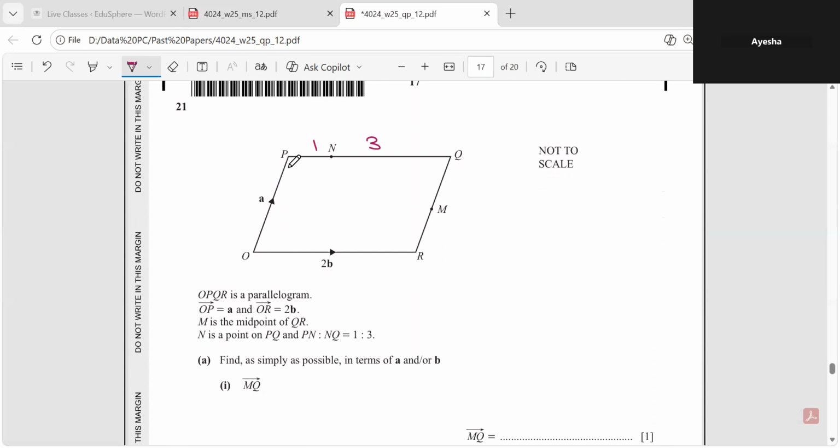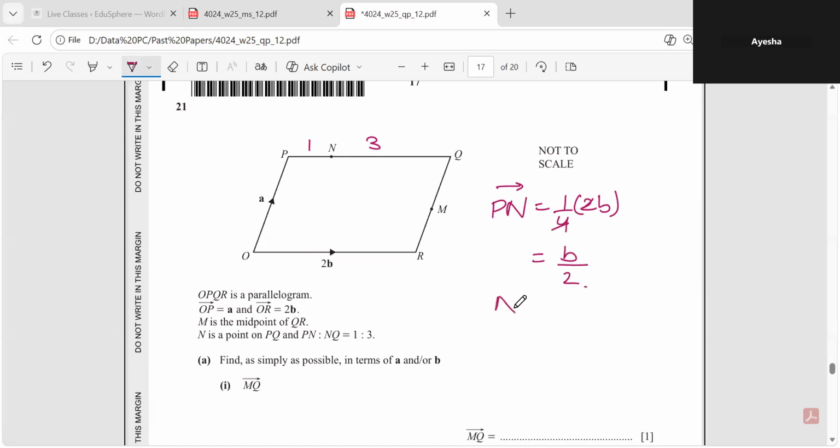So if I have to write, actually 1 plus 3 is totally 4. So it will be 1/4 of 2B. Since it is 1:3, in that place we can write this PN will be equals to 1/4 of 2B, which is equals to 2 ones are 2, 2 twos are 4, so it's B/2.